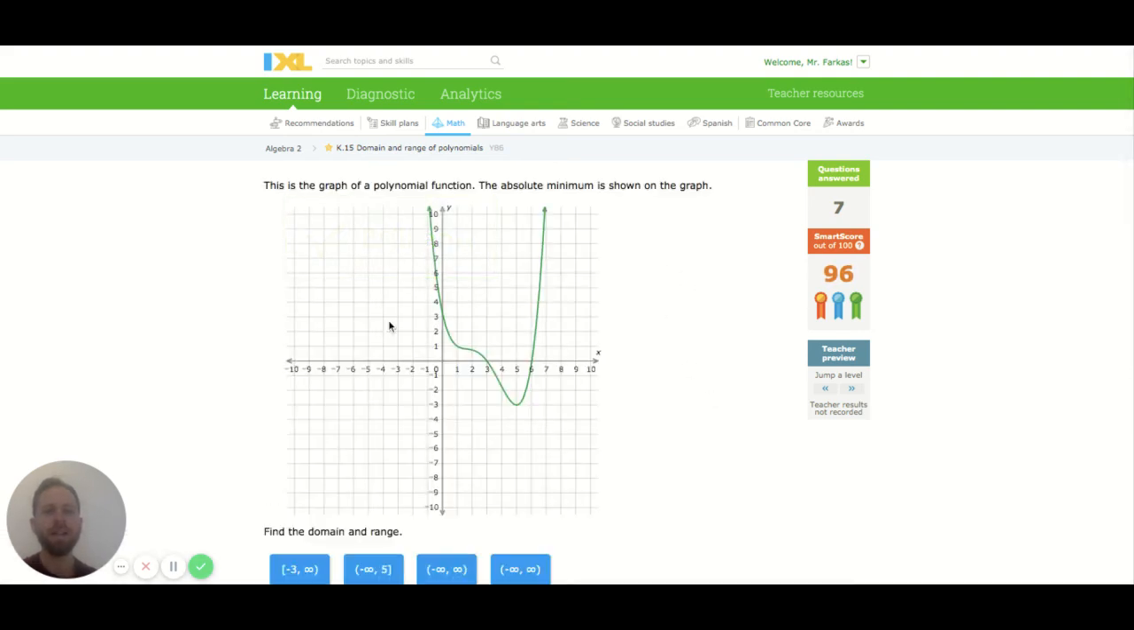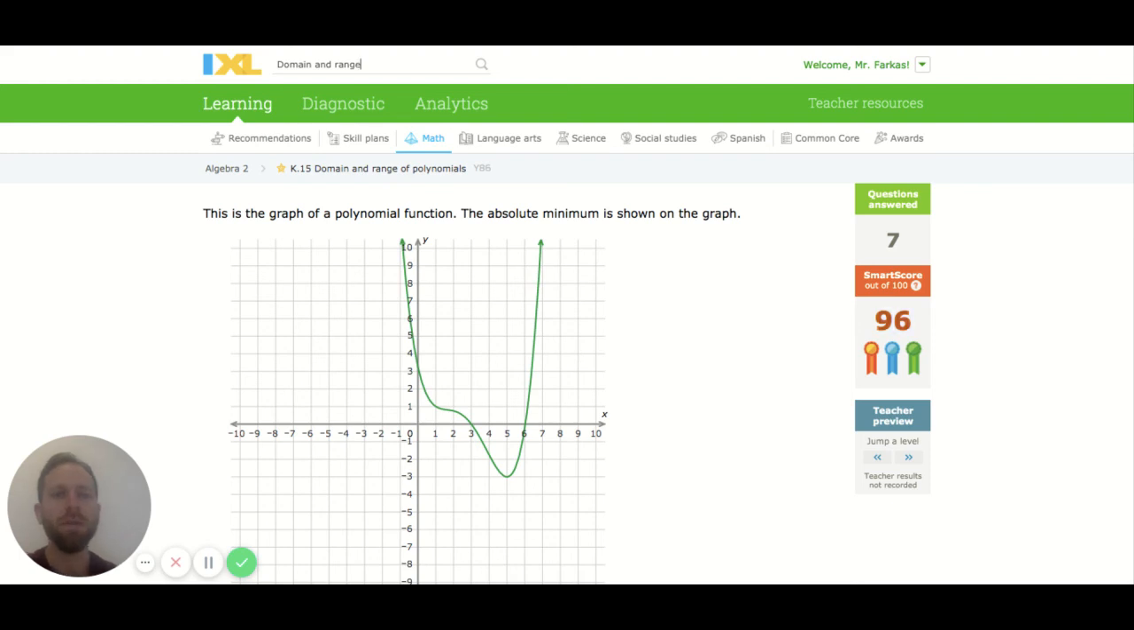All right, so as I was saying before, if you're struggling with domain and range, I wouldn't recommend going to Algebra 1. I would actually recommend typing up here, domain and range, and then searching for the topics that pop up. You'll see a lot of different topics on both domain and range. You'll see some as early as like 8th grade, some from Algebra 1, some from Algebra 2, even some from pre-calculus.